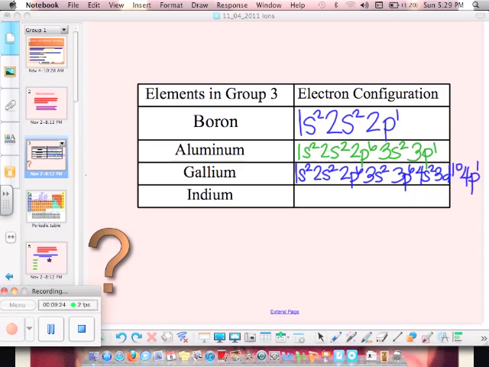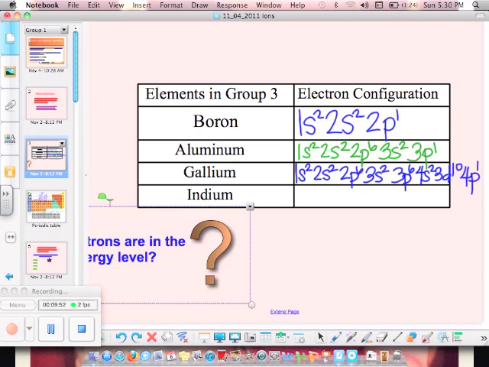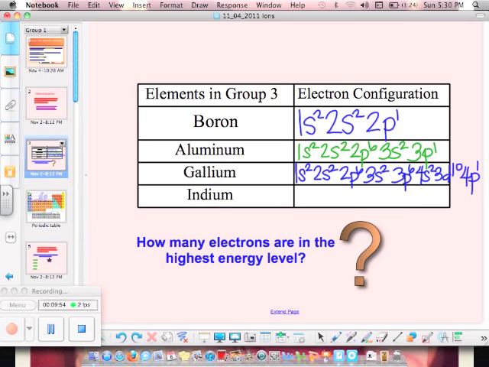I'd like you to fill in the electron configuration for indium, which is the element right below gallium. Once you do this, I'd like you to highlight every single orbital which is in the highest energy for each one. Okay, so please fill in indium. Highlight your highest energy orbitals. And then I want you to think about this question. How many electrons are in the highest energy level?